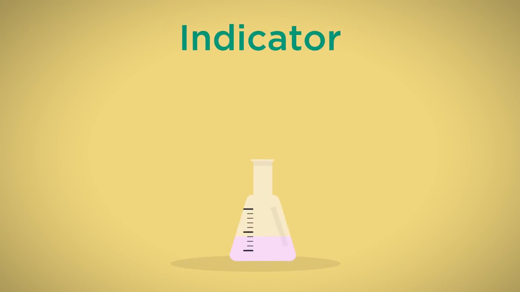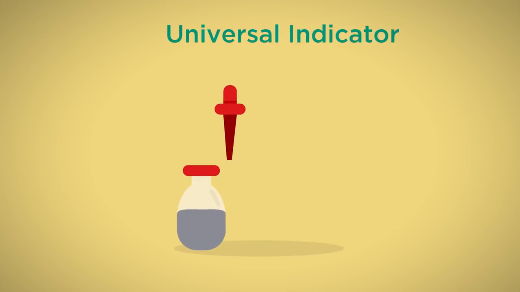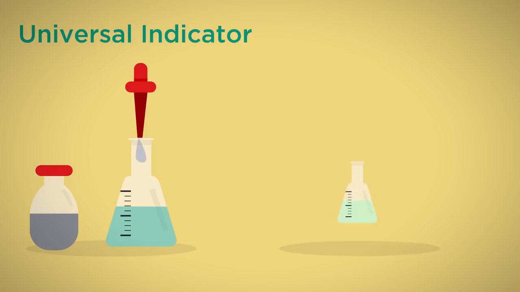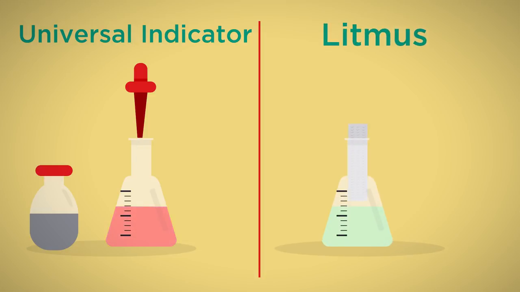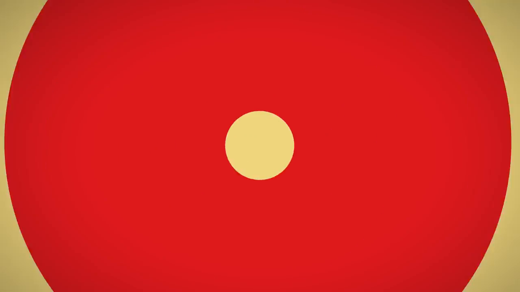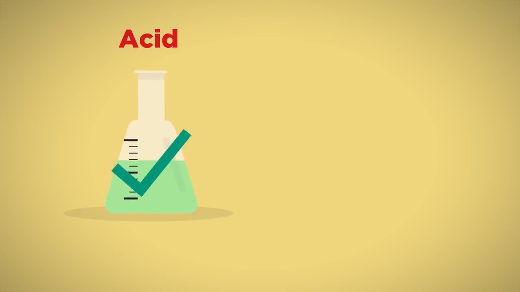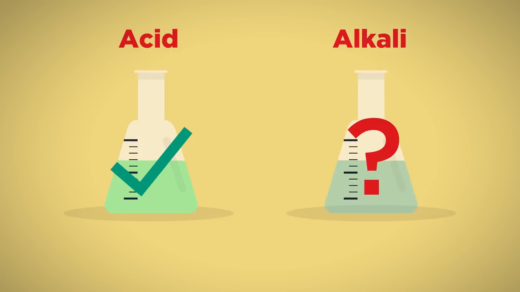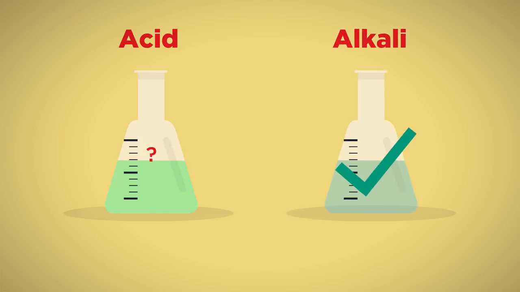Depending on the indicator you use, the color change will be either gradual or sudden. If you are carrying out an acid-alkali titration, you may use universal indicator, which would give a gradual color change. Though this might not be ideal because of this gradual color change. Litmus gives a sudden color change. But there are other better indicators that are specialized for the acids and the alkalis in the titration. Sometimes the acid may be the known solution and the alkali unknown, and other times the alkali the known and the acid the unknown.